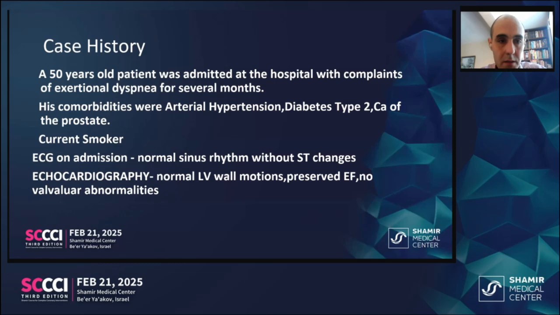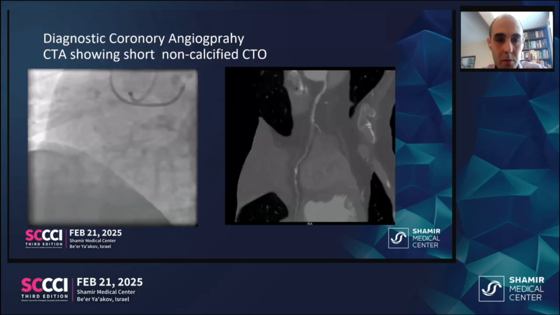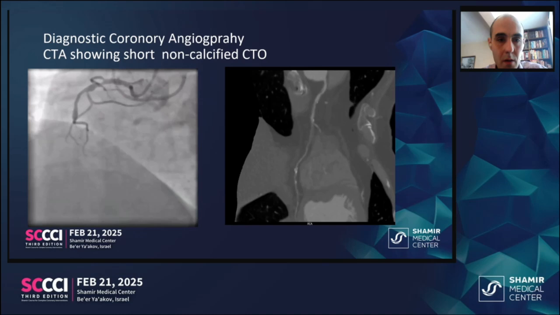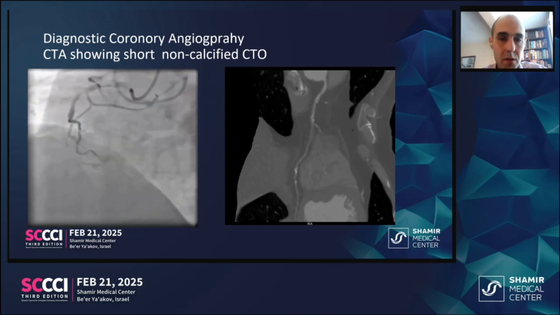My case is about a 50 years old male patient that was admitted in our hospital with exertional dyspnea for several months. He had typical comorbidities, arterial hypertension, diabetes. He was a current smoker. His ECG on admission and echocardiography were normal with preserved ejection fraction and no valvular abnormalities. We performed a coronary angiography, which registered 2 vessel disease.